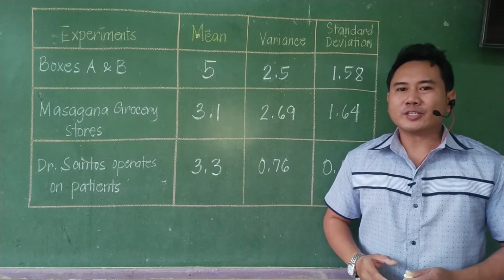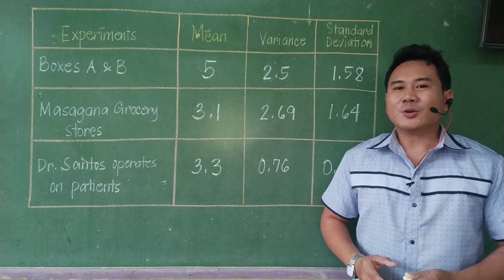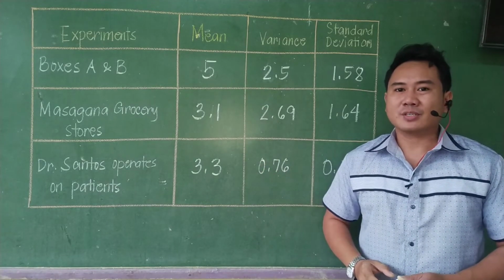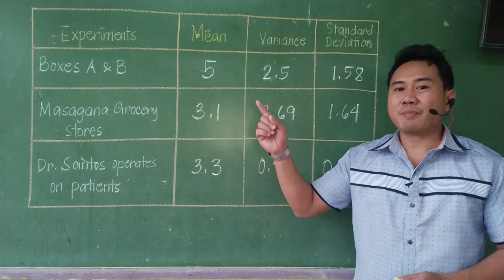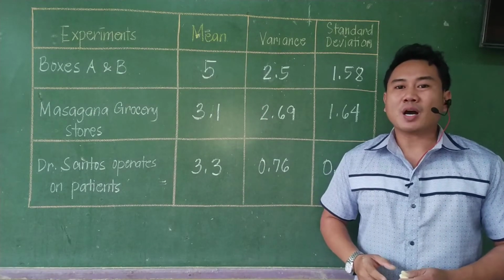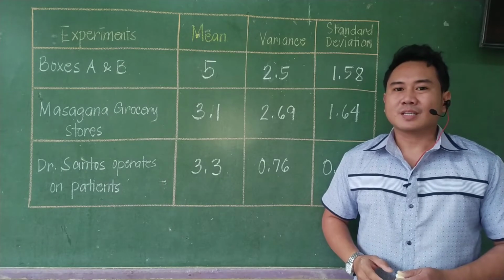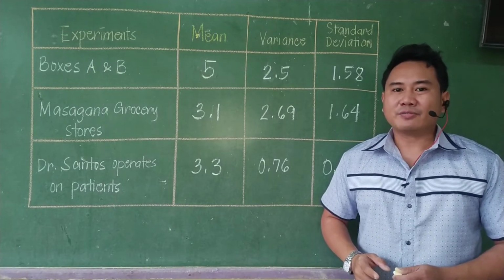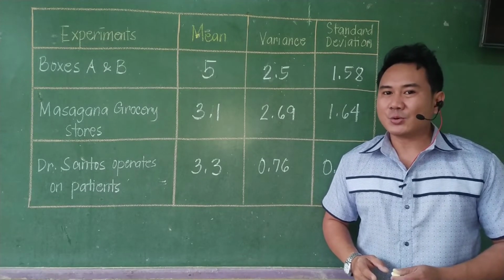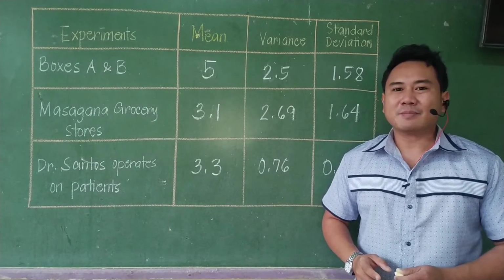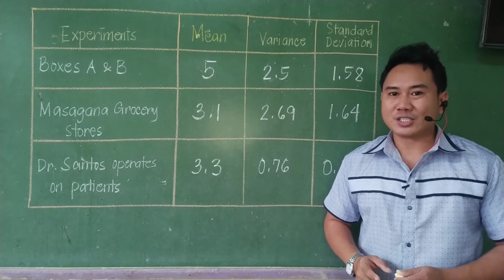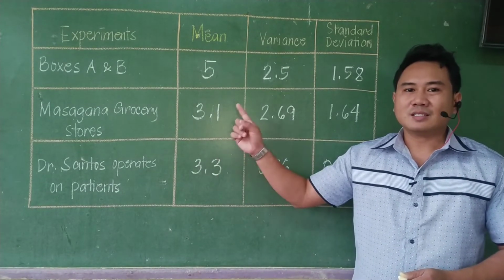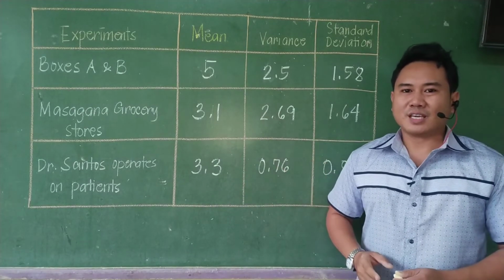Let us take a look at the results on our tables. Those tables come from an experiment and two problems. The first table is from an experiment that deals with two boxes A and B. The two tables come from two problems. The first is the Masagana grocery store, and the second is about Dr. Santos who operates on patients. Our table here shows us the mean, the variance, and the standard deviation.